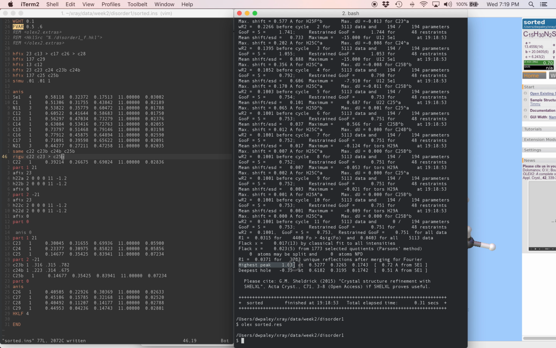A highest peak of 1.0 electron, that's a little bigger than we would like to see, but it's not such a big deal. And again, the fact that it's near selenium, it's easy for artifacts to show up there, and it doesn't have to mean anything bad.